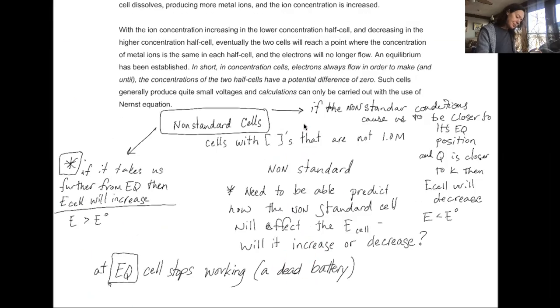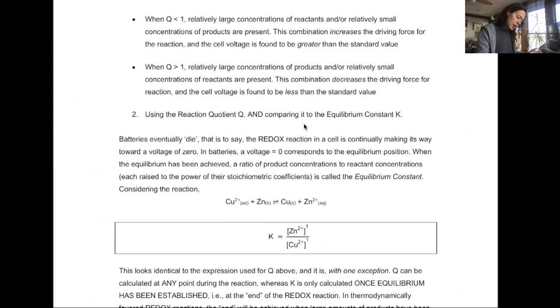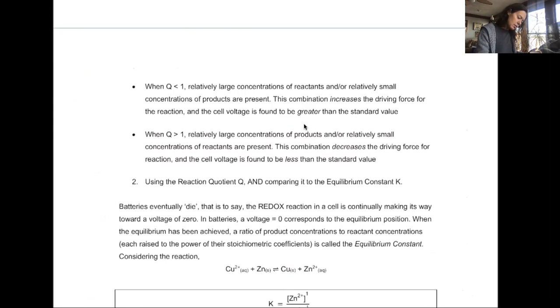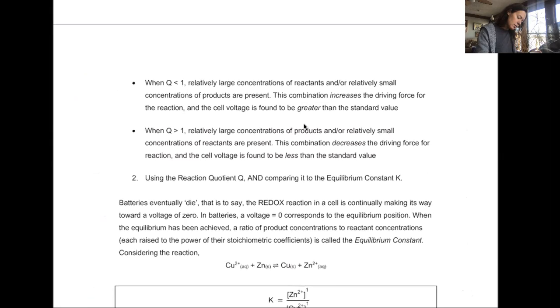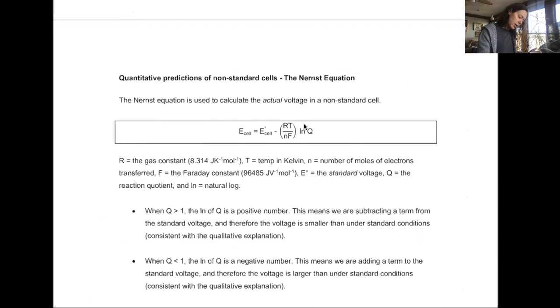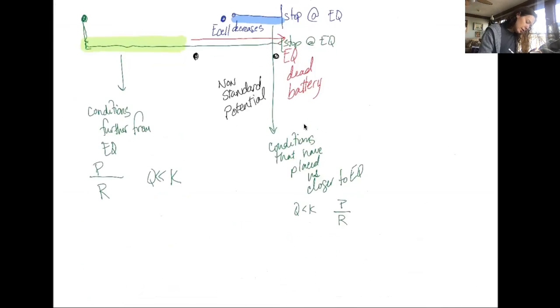Let's look up here. Okay, so this is what we're trying to say. Okay, right. Yeah, I was right. In this case, Q will be greater than 1. That's what I needed to say. And Q will be less than 1. That's really important. Okay.